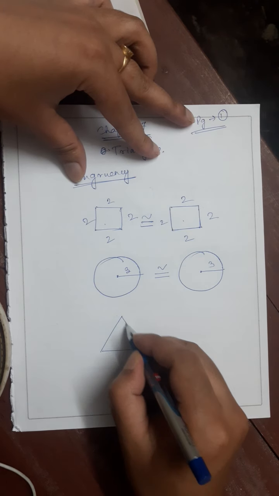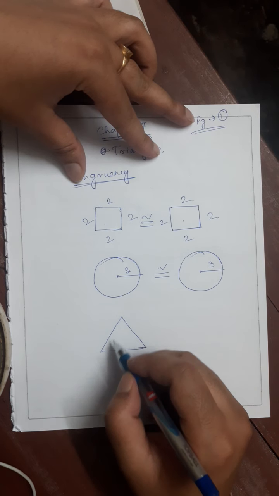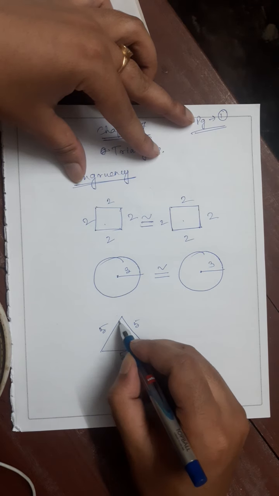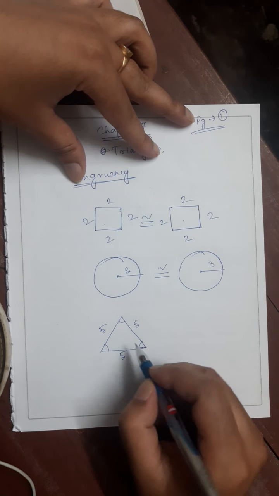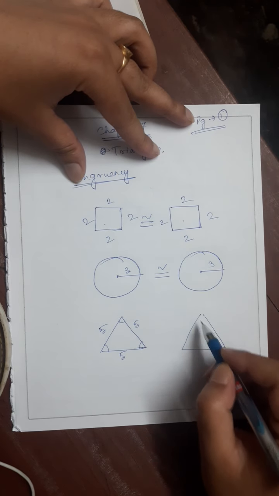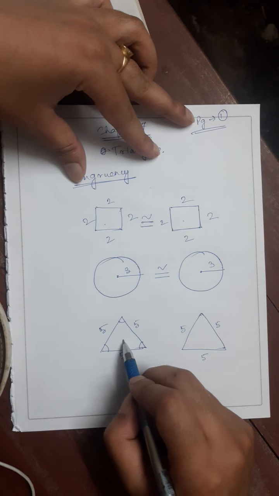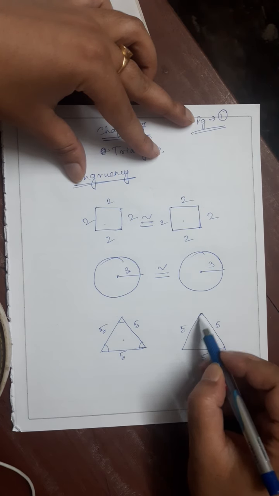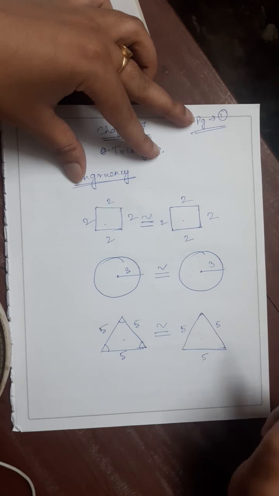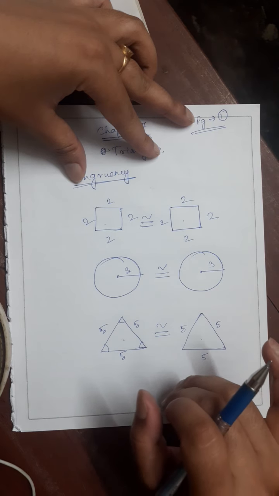Similarly, if we take an equilateral triangle, means whose all the sides and the angles are equal. Consider this as 5 centimeter, 5 centimeter, and 5 centimeter. The angles are 60, 60, and 60 degree because all the three angles are equal. Take another triangle, same 5 centimeter, 5 centimeter, 5 centimeter. If we place this triangle above this triangle, again it will cover all the three sides. So these two triangles are also called congruent. So these are some examples of congruent figures.